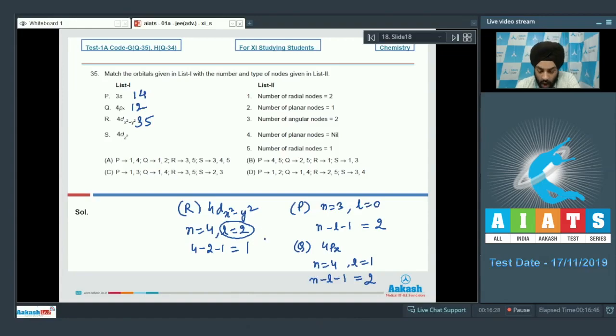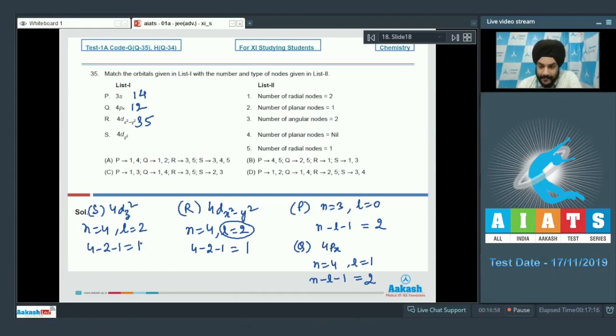Okay. Let's talk about the fourth option now, which is the 4dz square. Okay. So in 4dz square again, we have n equal to 4 and we have L equal to 2. So the number of radial nodes shall be equal to 1. So 4 minus 2 minus 1 is equal to 1.